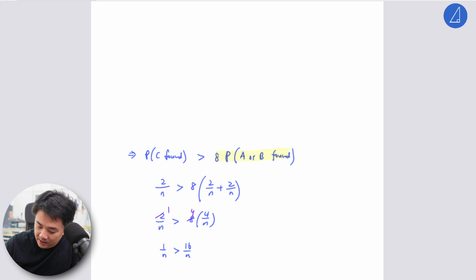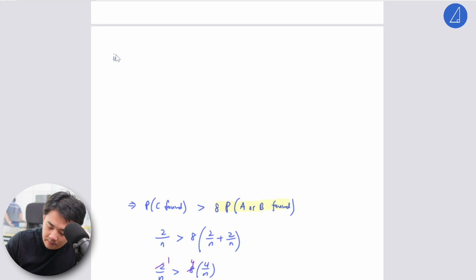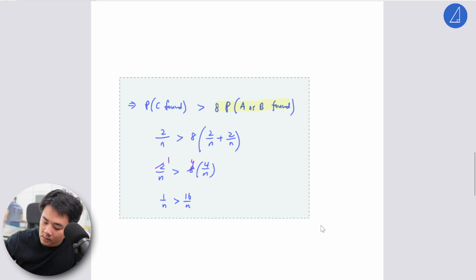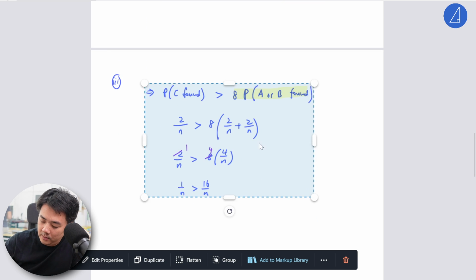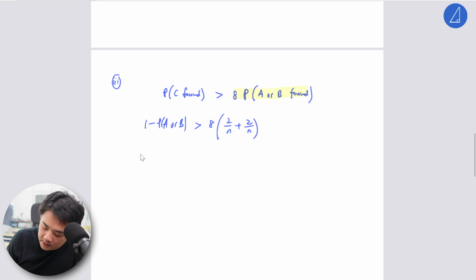So this guy. So C doesn't find. Oh, then it's much easier. This part 3. This guy will be, C found will be where you take 1 minus P of A or B. Yeah, then this makes sense. Okay. 1 minus 2 over n plus 2 over n bigger than 8 over n. I need 1 minus 4 over n. 32 over n.